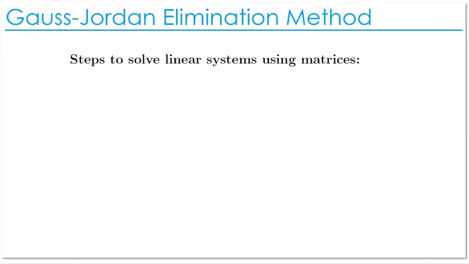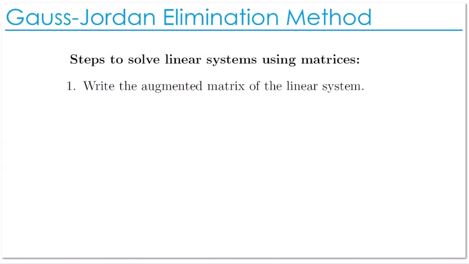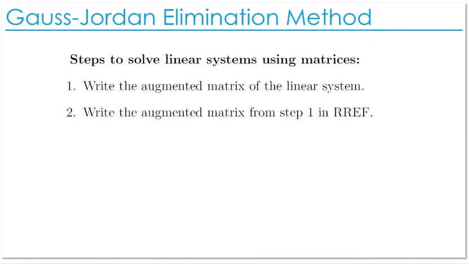Now let us go back to our main goal, which is solving systems of linear equations. If we have a given linear system, first, we write the augmented matrix of our system from what we learned in part 1. Step 2 is to write that augmented matrix in its reduced row echelon form from what we learned in part 2.